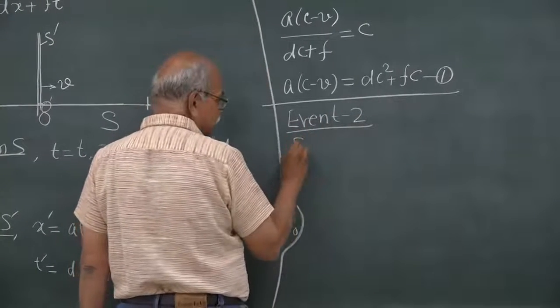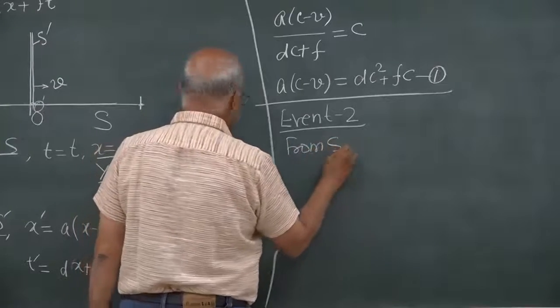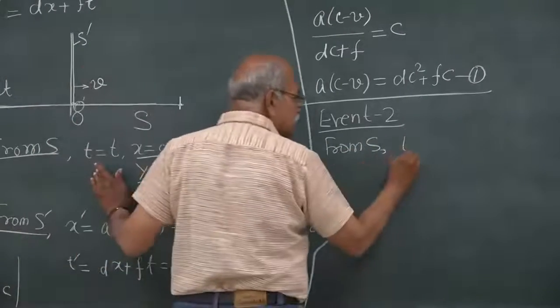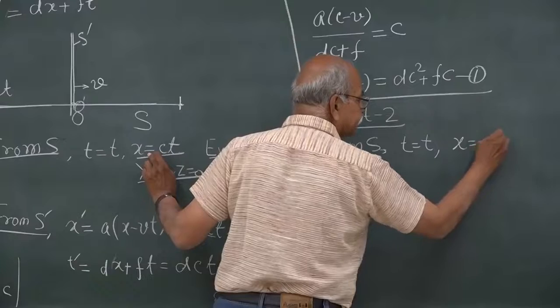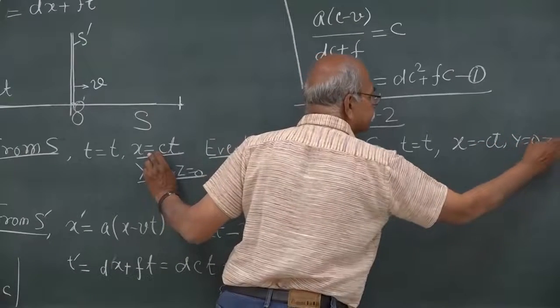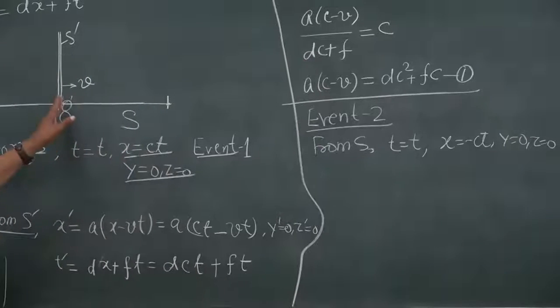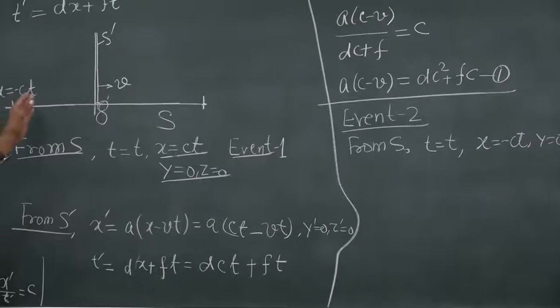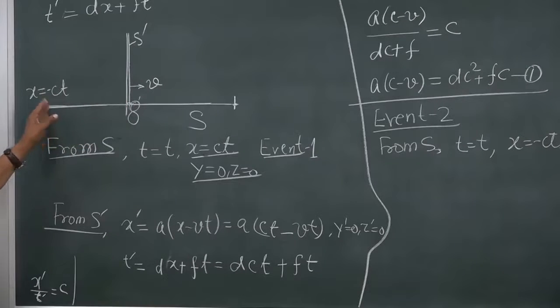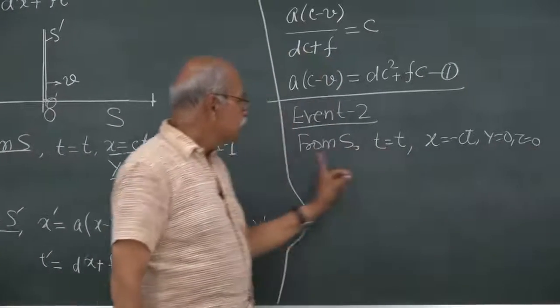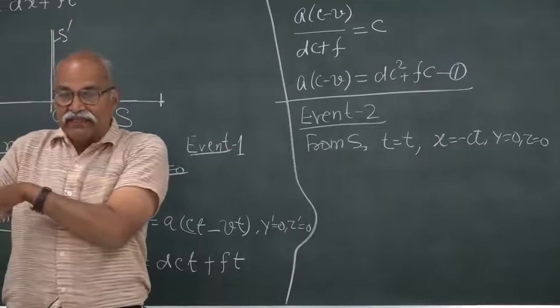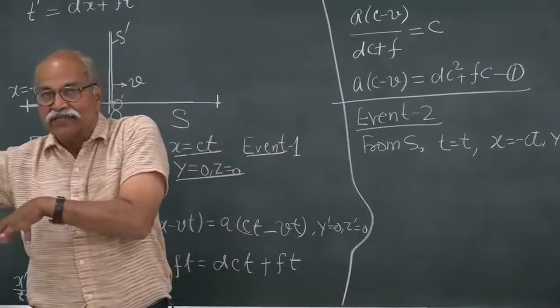Let us write event 2, and from S, first let me write it from S. From S, time is t and x is minus ct, and y is 0 and z is 0. So, I am looking at the radiation that is going along negative x axis, and at time t it has reached this point, x is equal to minus ct. This is the event. So, time is here and location is here. Now, this event, the light is going and reaching that point at time t.